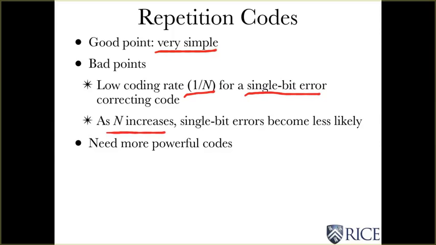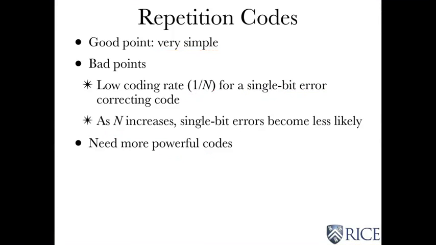Note that as n increases, the probability of just getting 1 bit in error actually becomes smaller than the probability of getting 2 bits in error or 3 bits in error. And that's just because you keep flipping coins a lot. You're not going to wind up with just 1 bit in error, and that's all the repetition code can do, is just correct 1 bit in error. So we definitely need more powerful codes. Well, let's talk about one.